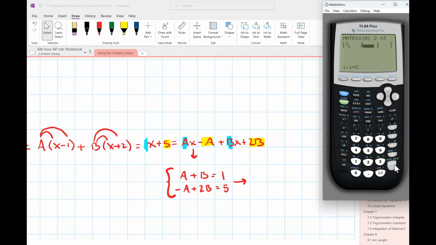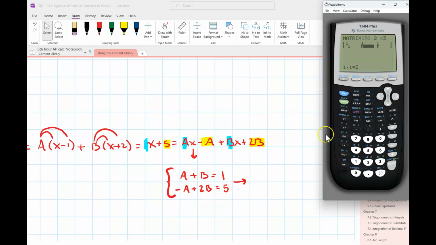Okay, so look, what I did is I started by setting up a matrix. So I pressed second and then the X to the -1 button. Went to the edit command to edit my matrix. I picked matrix A. I know that the first number here is the number of rows and the second number is the number of columns. I have 2 equations, but I have A's, B's, and answers, so that's 2 rows and 3 columns.